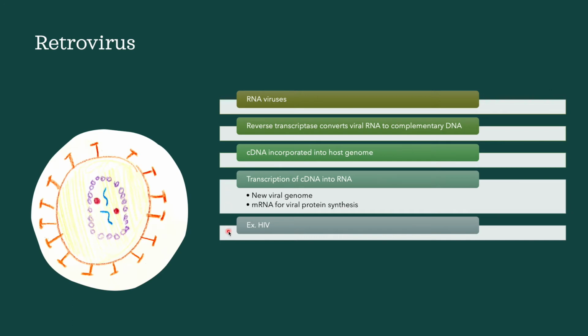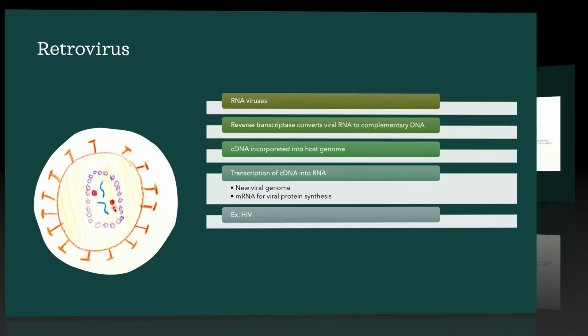HIV is an example of the retrovirus. The membrane envelope for HIV carries glycoproteins that can bind to the receptors on T cells, which are essential for the immune system. It consists of 2 strands of RNA enclosed in a capsid, as well as reverse transcriptase.